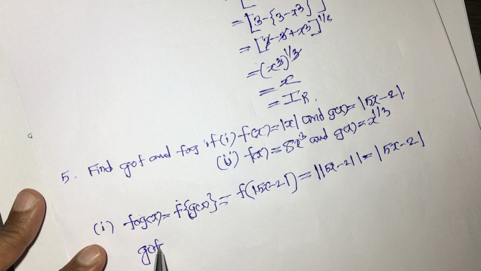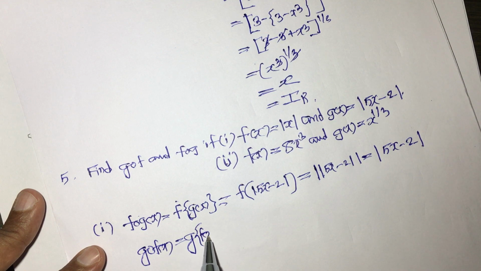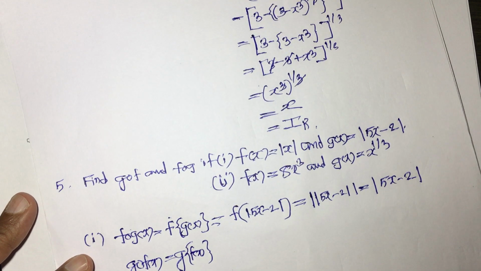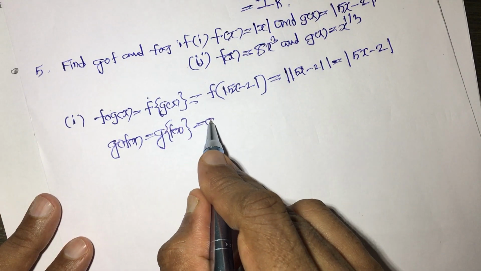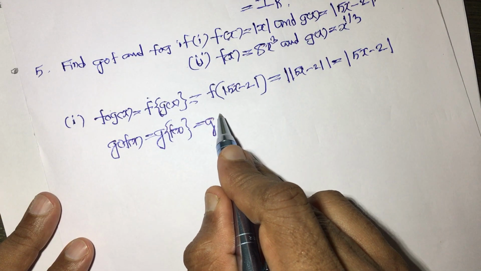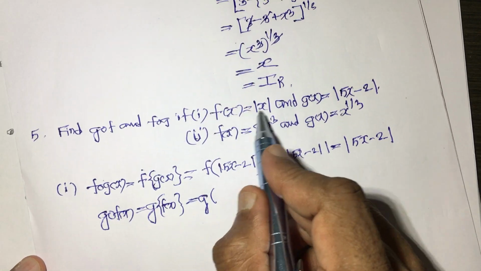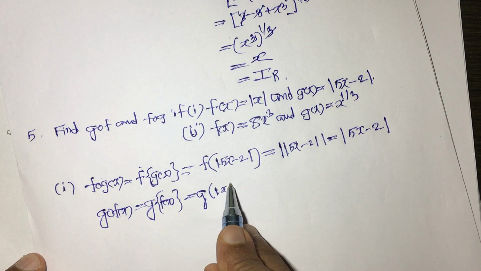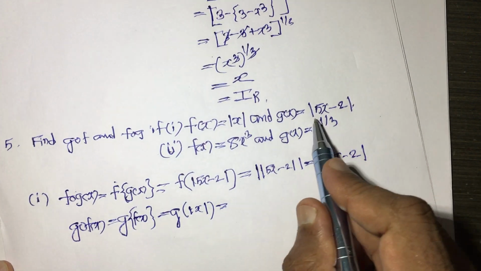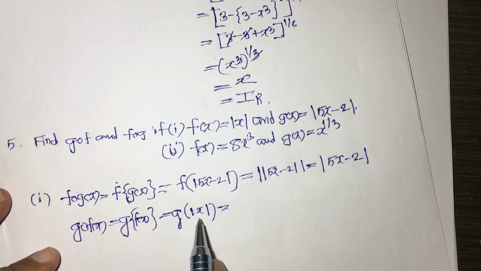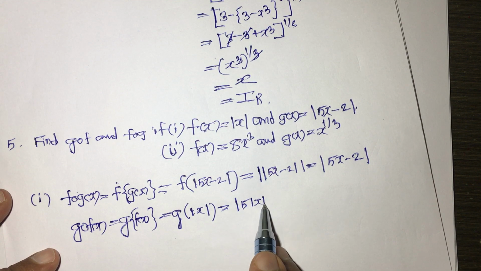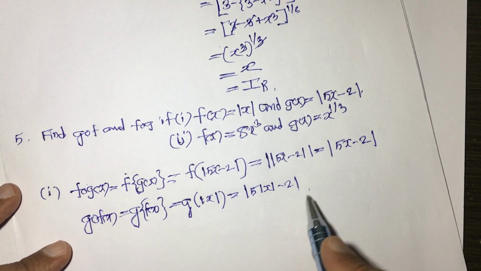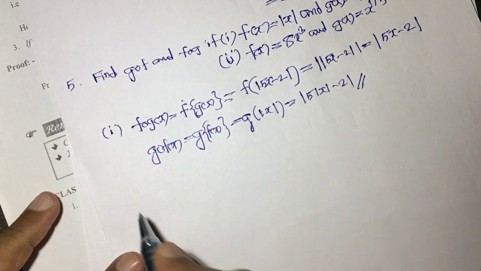And g composite f of x is g of f of x, remove that O and put the flower bracket. Then this is g of f of x, means f of x is mod x, I write here mod x, and g of x is mod of 5x minus 2, but x is here mod x, means mod of 5 mod x minus 2. This is your g composite f of x.